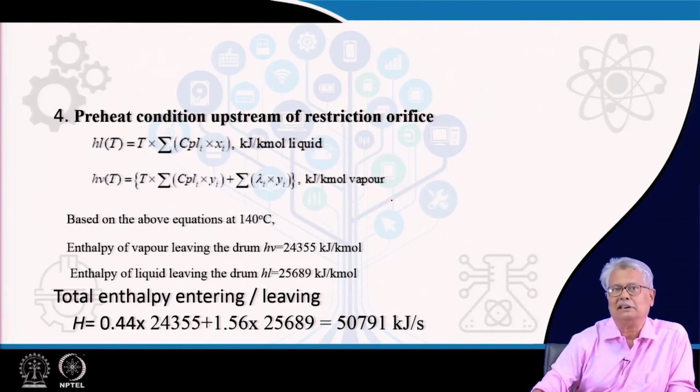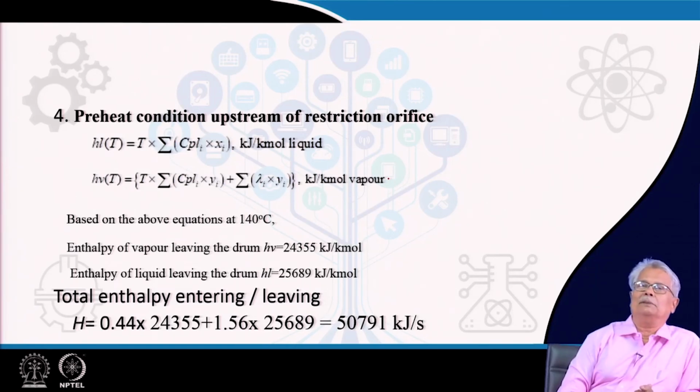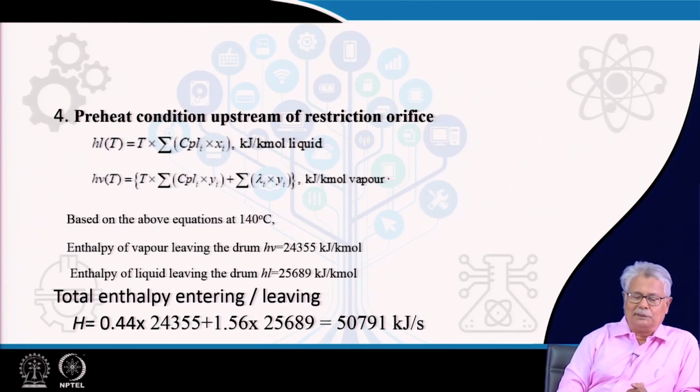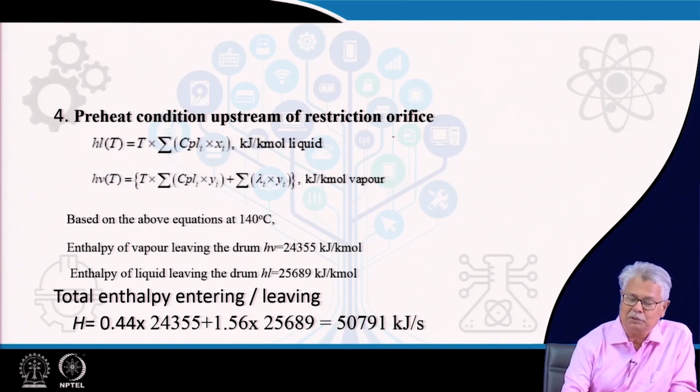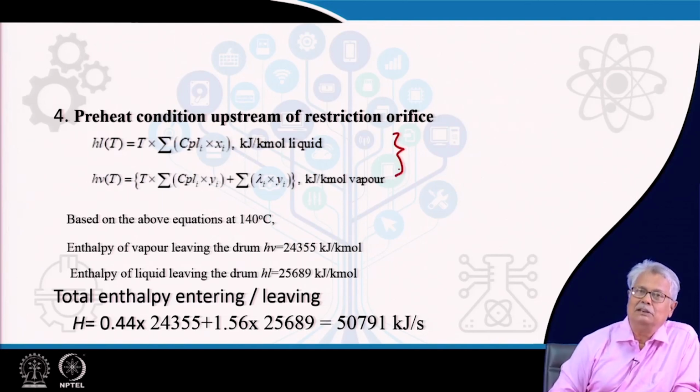The next question is that in order to achieve this, we have to have upstream of the orifice, that means downstream of the preheater, a particular amount of enthalpy. And this enthalpy will be the sum of the enthalpy of the vapor and the liquid streams which are leaving. Since we know the temperature and pressure of the vapor and the liquid streams, we use these two equations to evaluate the liquid and the vapor enthalpy at 140 degrees centigrade, and we find these values to be 24355 for HV, and for HL it is 25689.